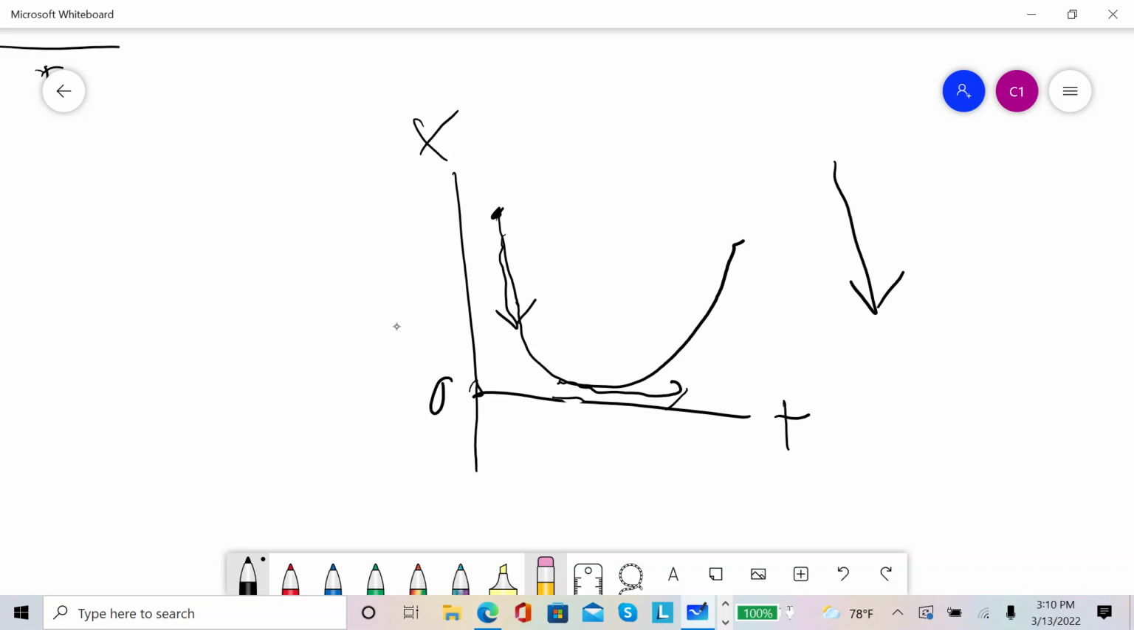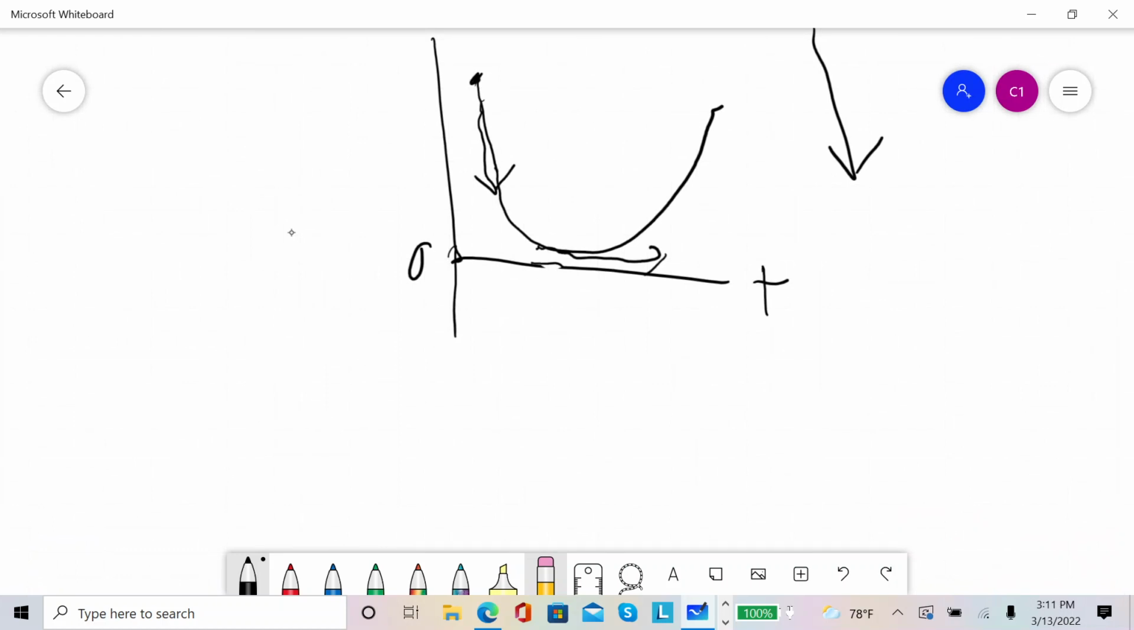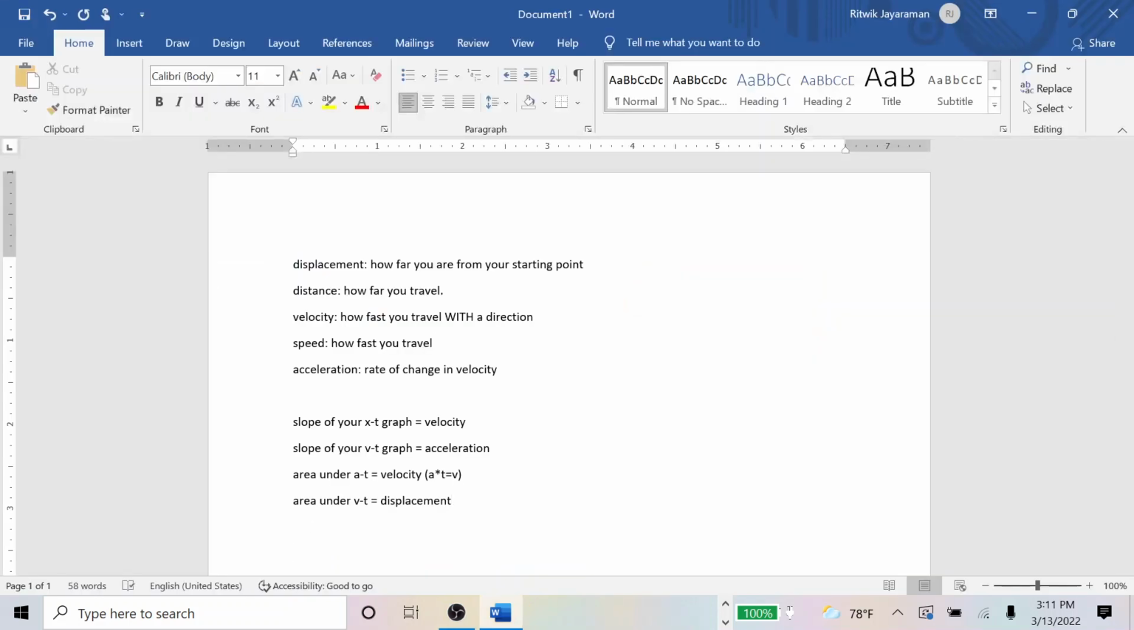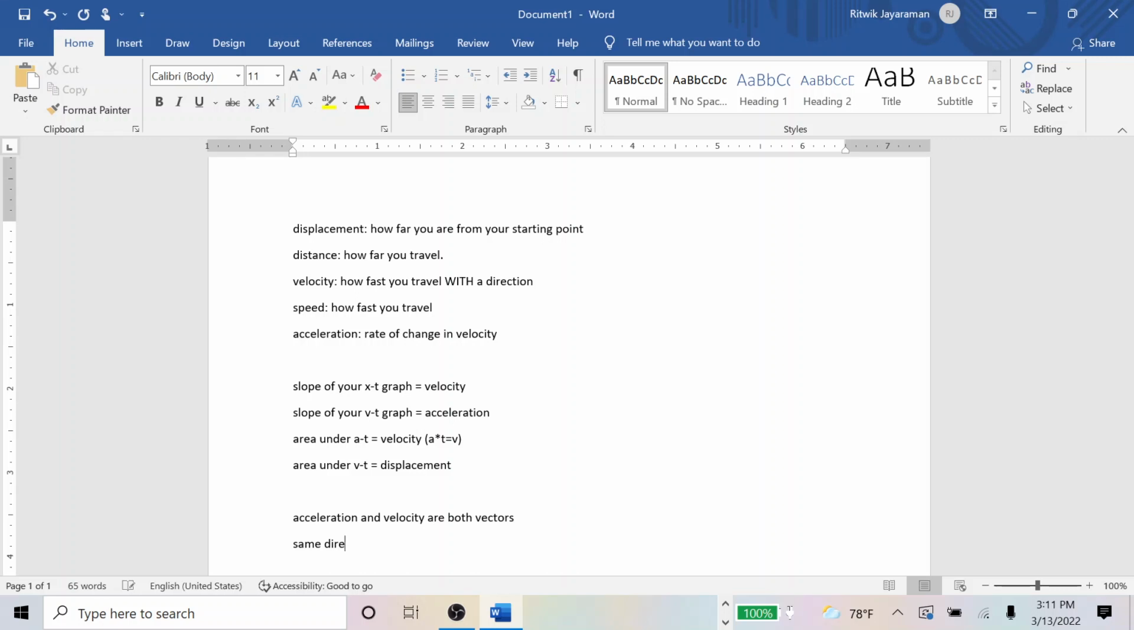And now let's think about the relationship between acceleration and velocity. Of course, acceleration can be negative. It is a vector. So actually, let's type that out here. Acceleration and velocity are both vectors, meaning that if they are in the same direction, that means you're increasing speed, because they'll be working with each other.